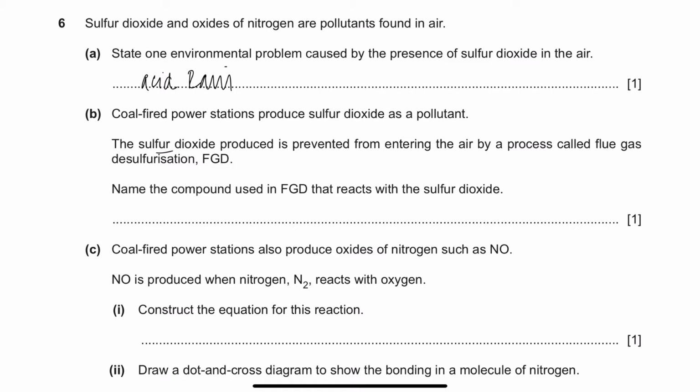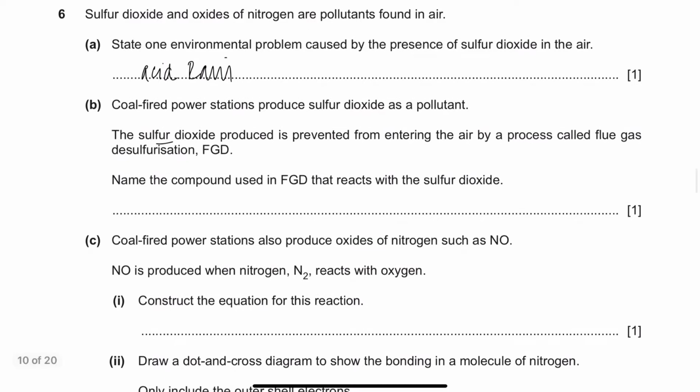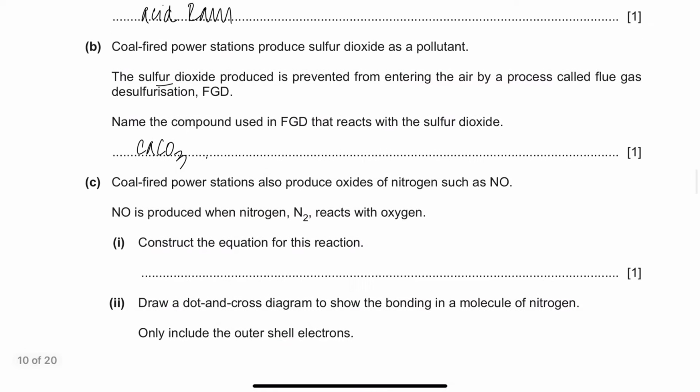Name the compound used in FGD, flue gas desulfurization, that reacts with the sulfur dioxide. So it can be any base. We said that normally we use calcium carbonate, calcium hydroxide, calcium oxide. Normally it's calcium carbonate because calcium carbonate is a bit cheaper. But you can also use calcium oxide or calcium hydroxide, though mostly it's calcium carbonate.